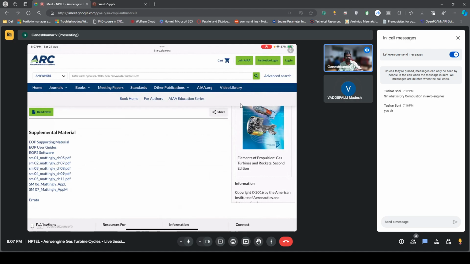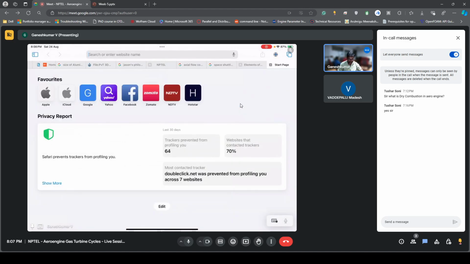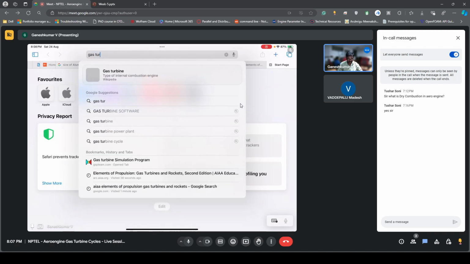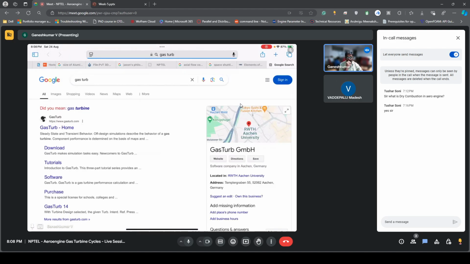It's a free software. You can download and install it on your laptop or computer. Let me open the user guide. This software is the preliminary thing; turbojet calculations and turbofan calculations you can do. So this is one thing. Similarly, you also have GasTurb, but it is proprietary software.